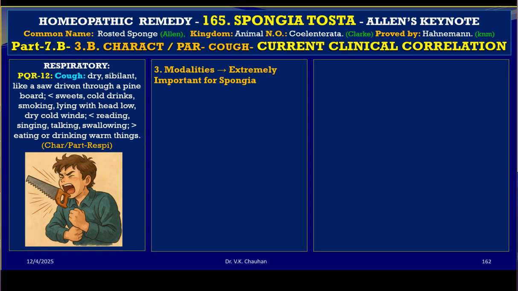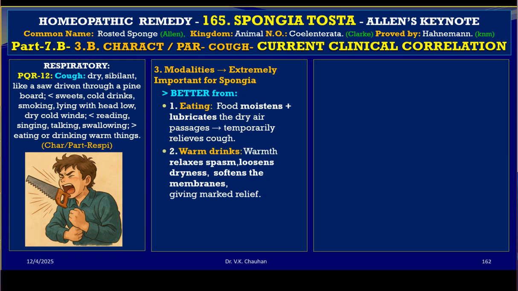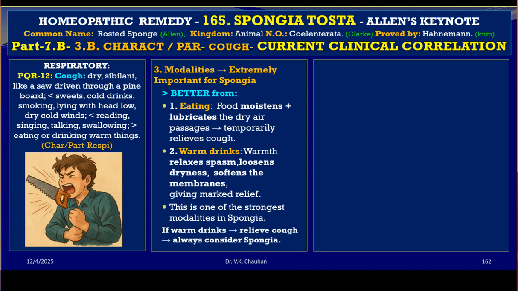Now, we still go ahead with modalities extremely important for Spongia. Better from eating food: moisture lubricates the dry air passage and temporarily provides relief in cough. And warm drinks relax the spasm, loosen the dryness, soften the membrane, and give marked relief. This is one of the strongest modalities for Spongia. If warm drinks relieve the cough, always consider Spongia.